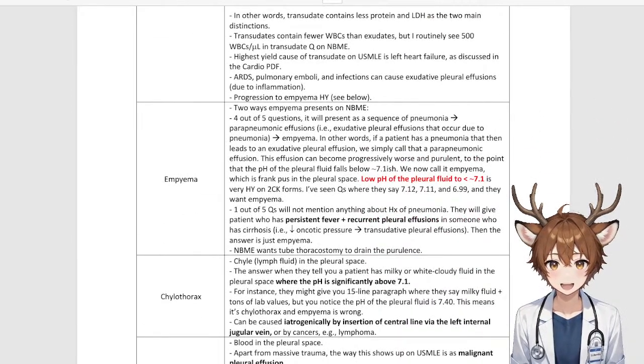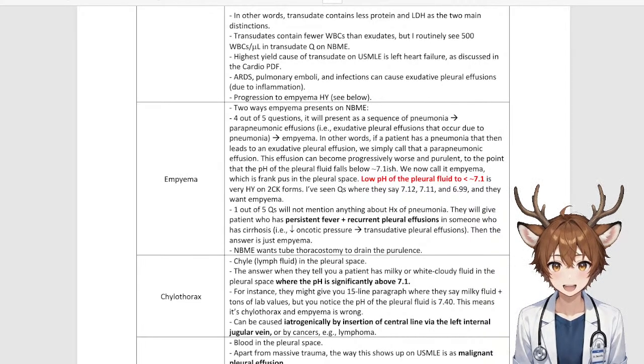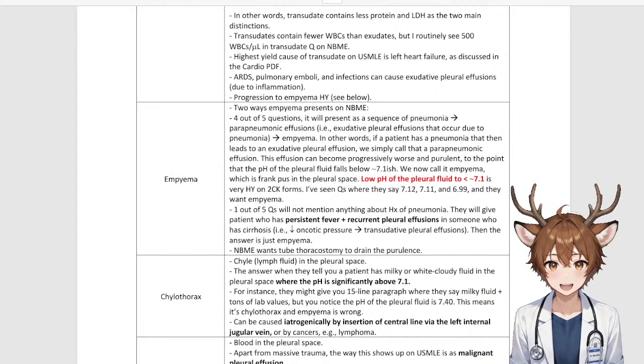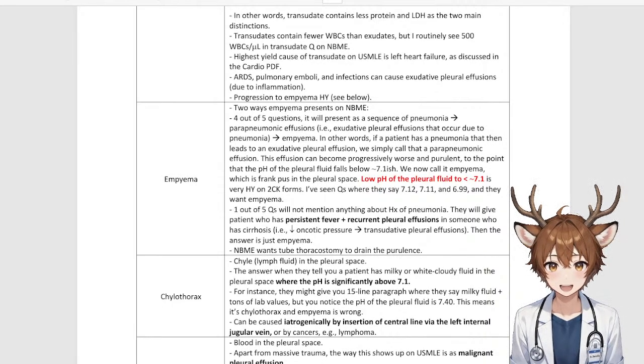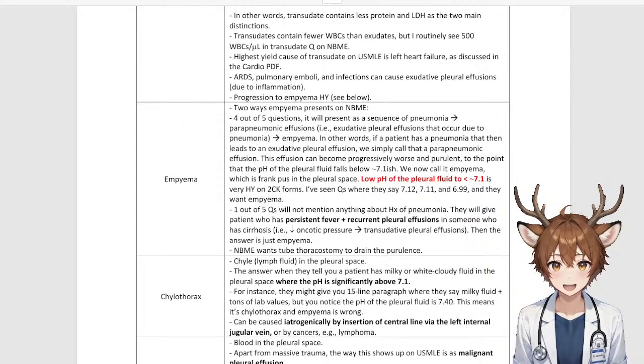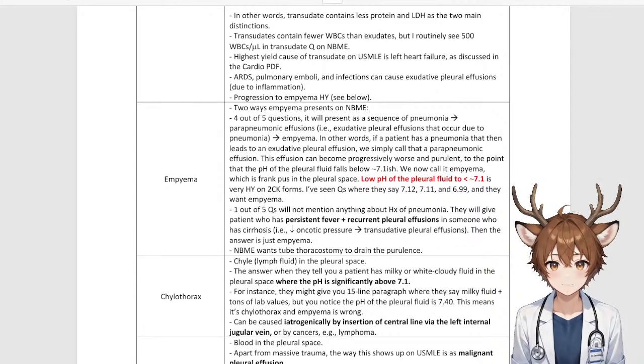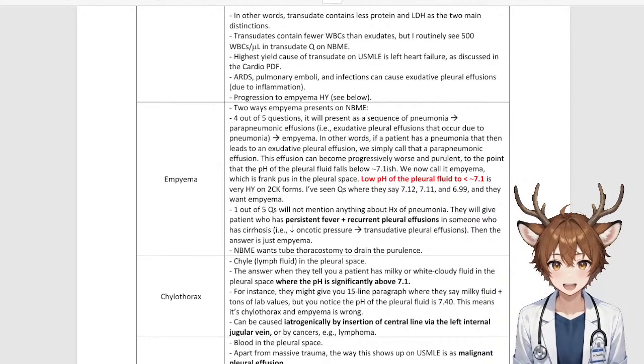So what about empyema? Empyema presents two ways on MBME. In 4 out of 5 questions it will present as a sequence of pneumonia, parapneumonic effusions, i.e. exudative pleural effusions that occur due to the pneumonia, and then empyema. In other words, if a patient has a pneumonia that then leads to an exudative pleural effusion, we simply call it a parapneumonic effusion.